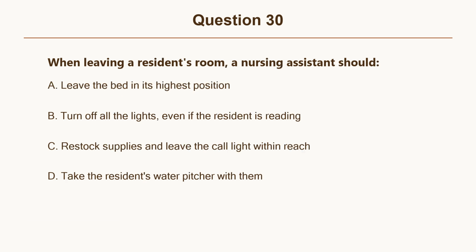Question 30. When leaving a resident's room, a nursing assistant should: Option A, leave the bed in its highest position. Option B, turn off all the lights, even if the resident is reading. Option C, restock supplies and leave the call light within reach. Option D, take the resident's water pitcher with them. The correct answer is option C, restock supplies and leave the call light within reach.